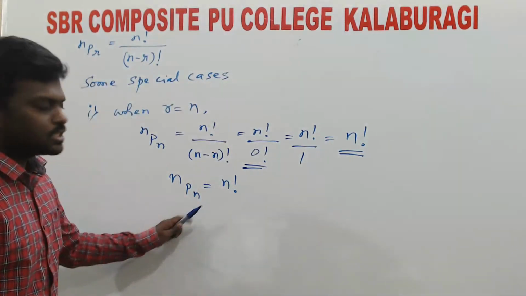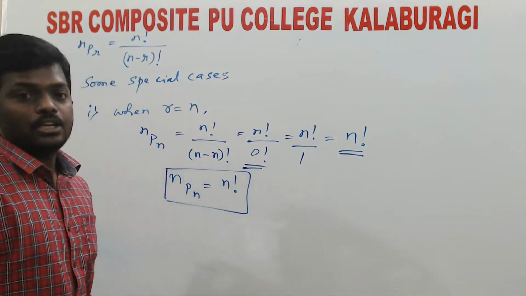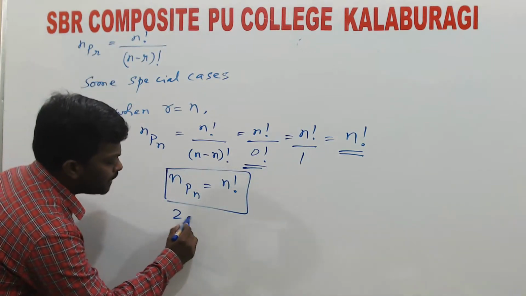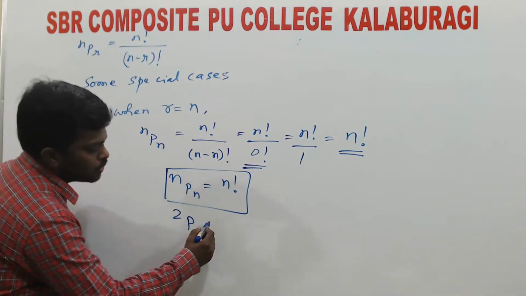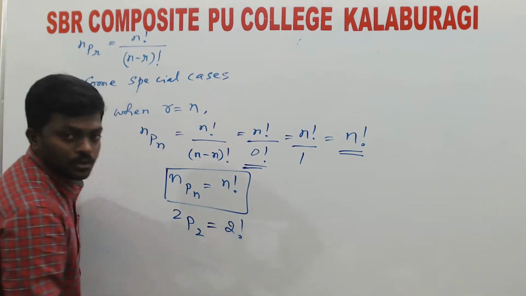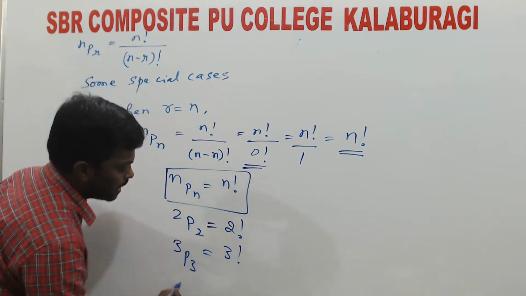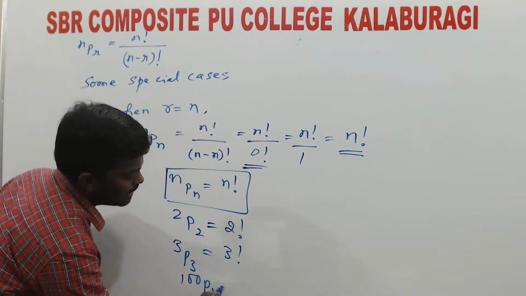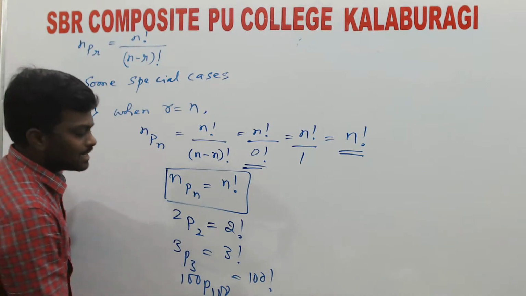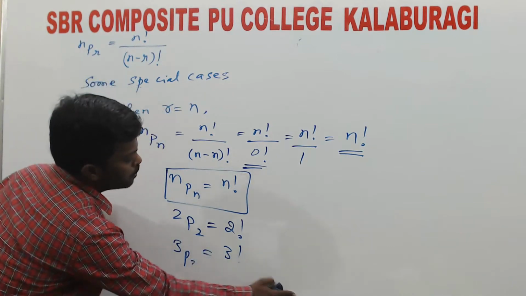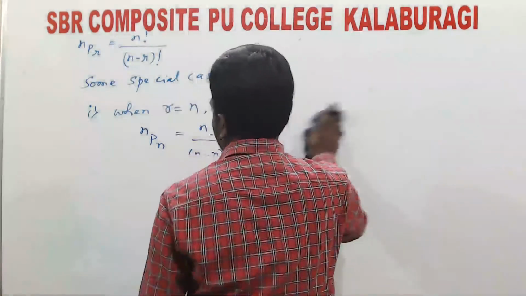So remember this. This is also one formula only. nPn is equal to n factorial. So 2P2, in place of n now I have taken 2, so it will be 2 factorial. 3P3 is 3 factorial. 100P100 is equal to 100 factorial. Is that clear, students? So this is how you use the formula: nPn is equal to n factorial.